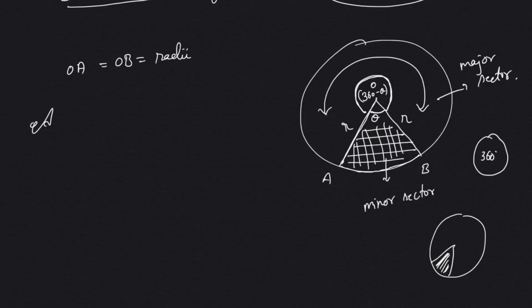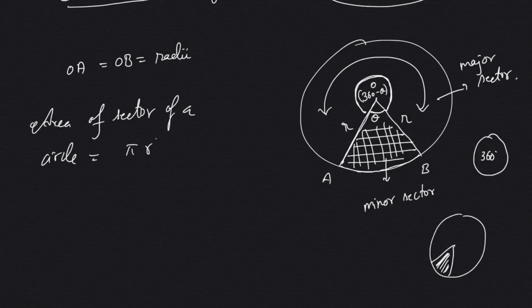Then the area of a sector of a circle is given by pi r square into theta by 360. So this is that portion of the circle whose area you have to find. If it is making an angle theta, then it's like pi r square, which we know is the area of a circle, times theta out of 360 degrees when it comes to angles. So it's quite easy for us to remember.